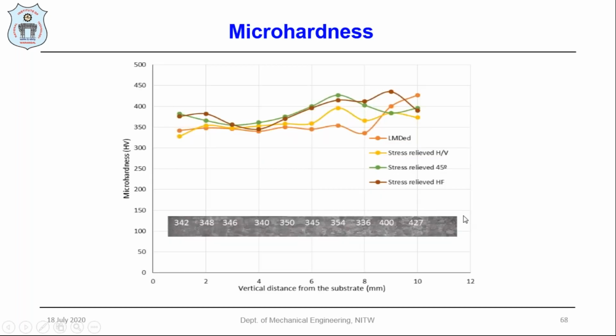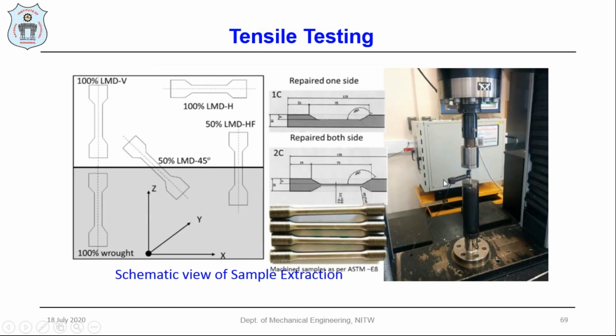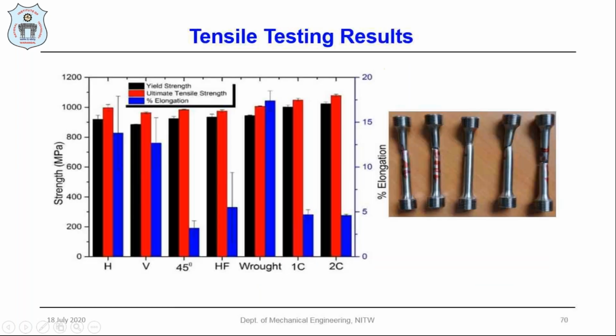We have also compared the mechanical properties, the microhardness, of the fabricated and conventionally manufactured material. It is almost similar, with a variation of around 50 HV of hardness. We have got variations, and also the mechanical properties in all the directions. We have also tested the repaired components, repaired either in both directions or in a single direction.